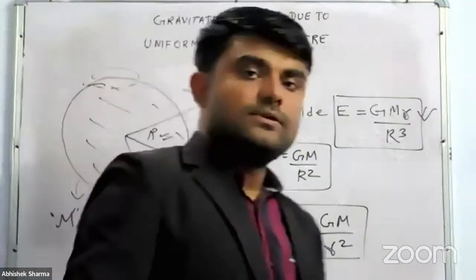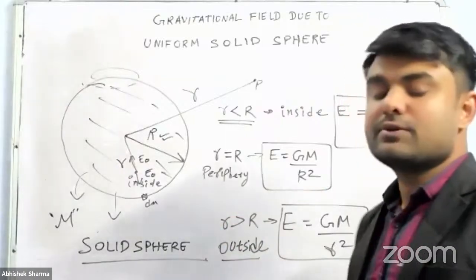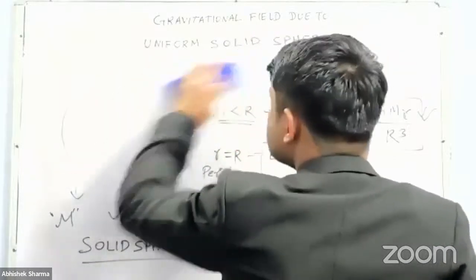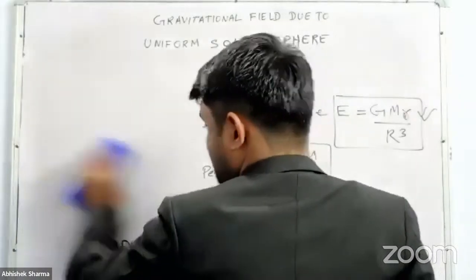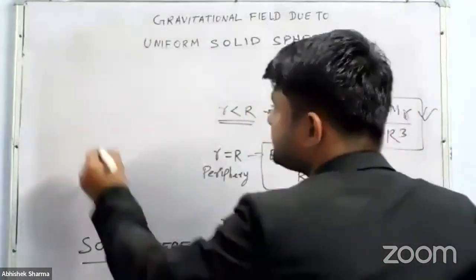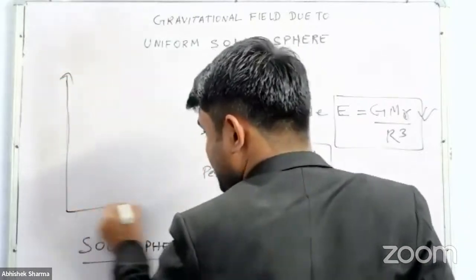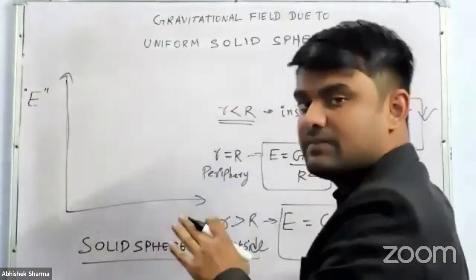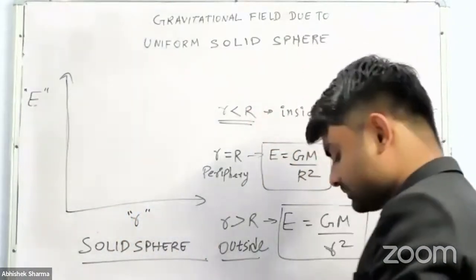Okay. So now, dear students, let's start. The next point which we're going to do is generate the graph of this. So now we are going to generate the graph. This is gravitational field intensity E. This is radial line r.